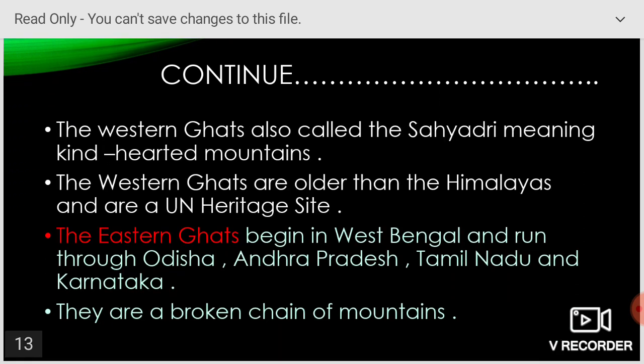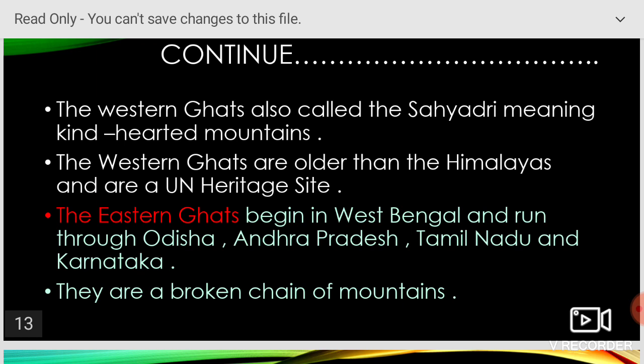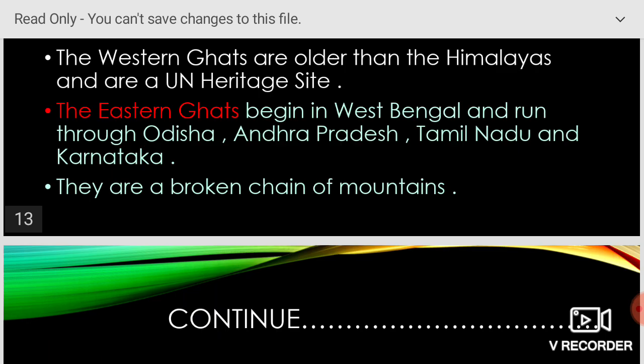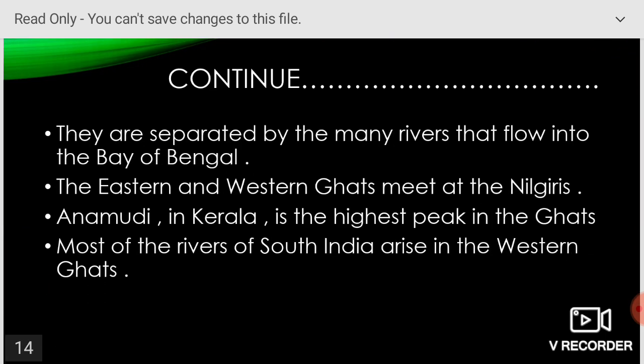The Western Ghats, also called the Sahyadri, meaning kind-hearted mountains, are older than the Himalayas and are a UN heritage site. The Eastern Ghats begin in West Bengal and run through Odisha, Andhra Pradesh, Tamil Nadu and Karnataka. They are a broken chain of mountains, separated by the many rivers that flow into the Bay of Bengal.